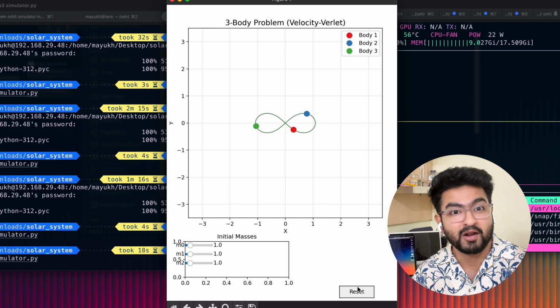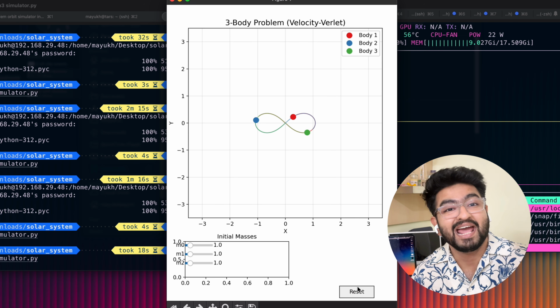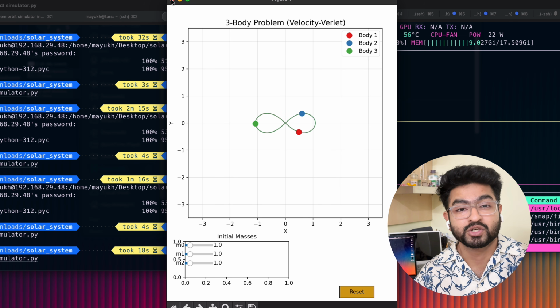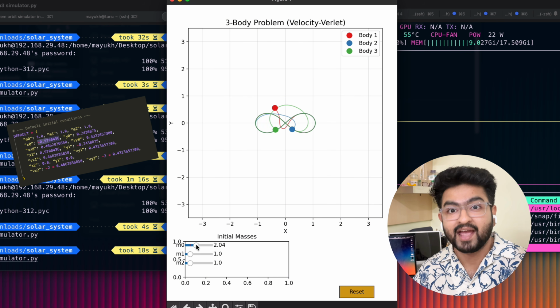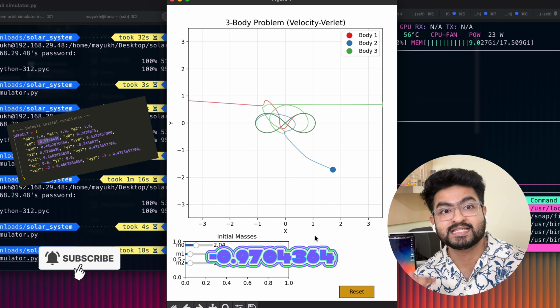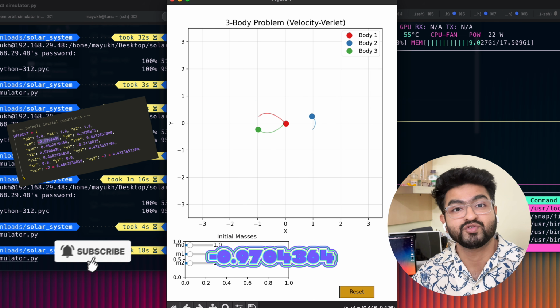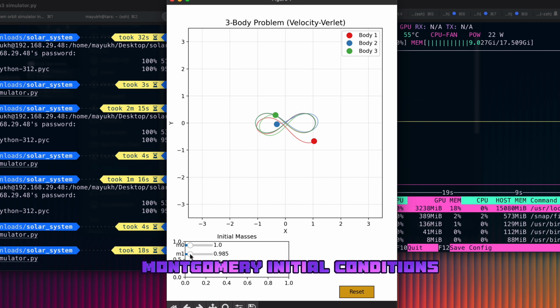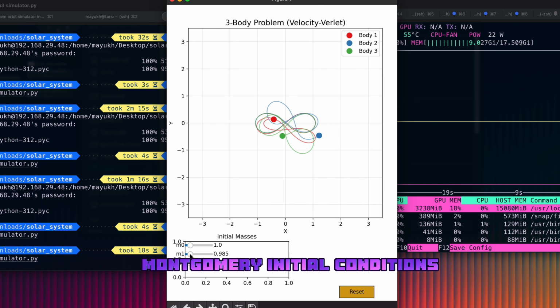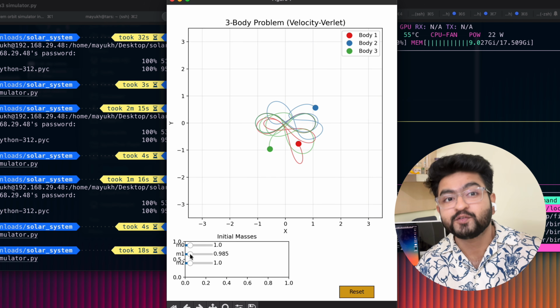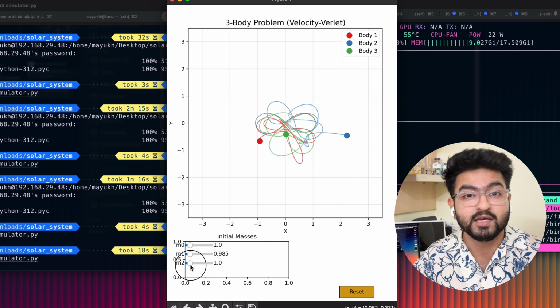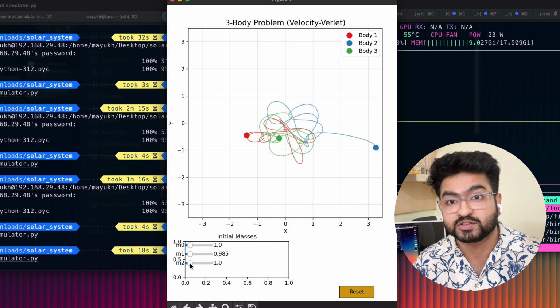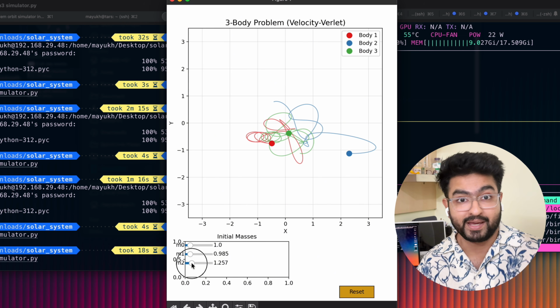Wait, that's not a random orbit, that's a figure 8. Look at the initial condition Qwopus chose: negative 0.970436, 0.4662. Chris Moore discovered this orbit back in 1993, and it was proved stable in the year 2000. It's one of the most famous solutions in classical mechanics.